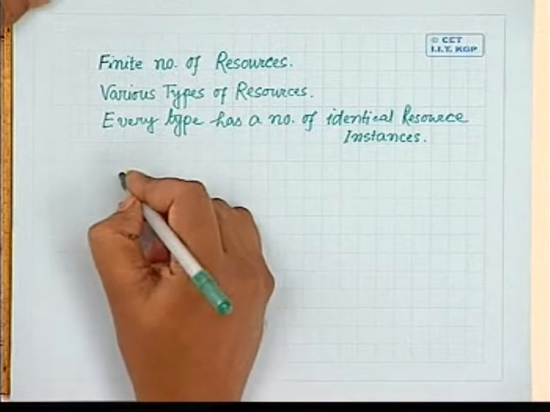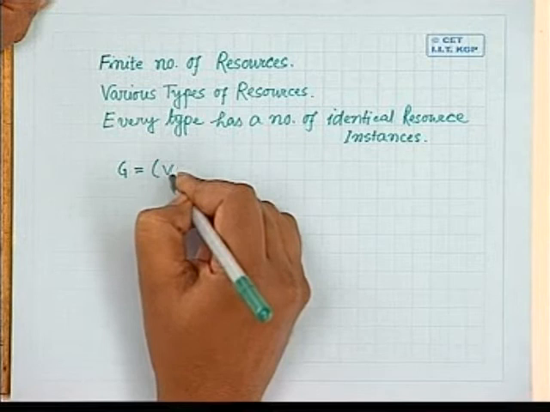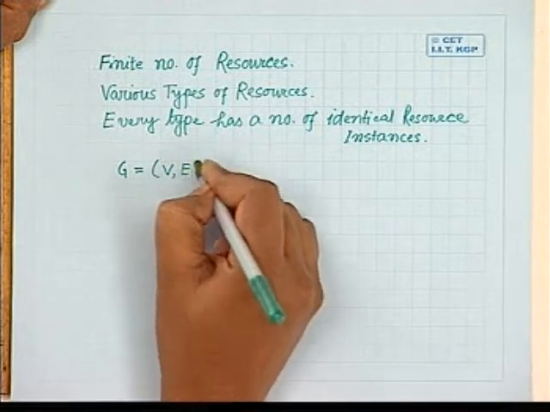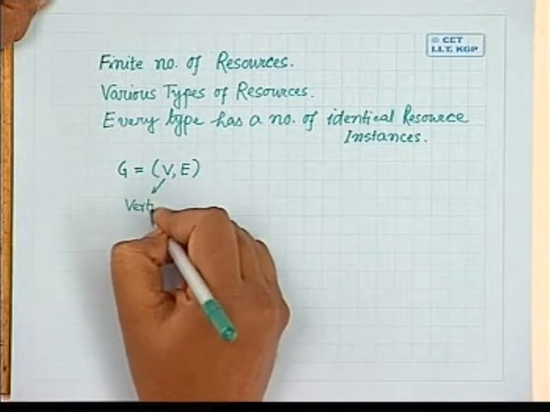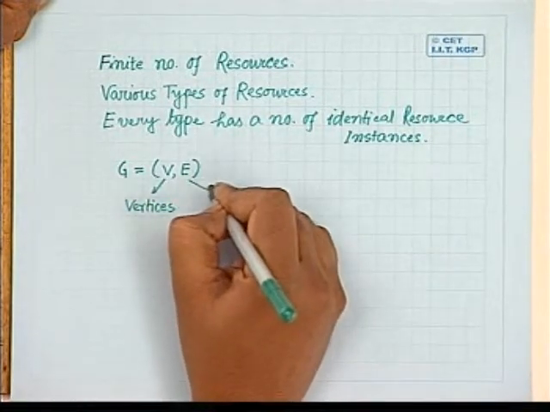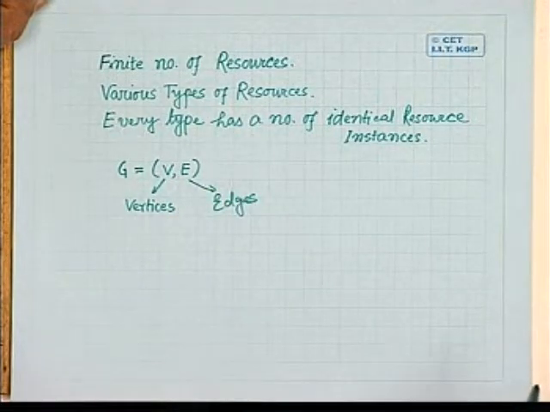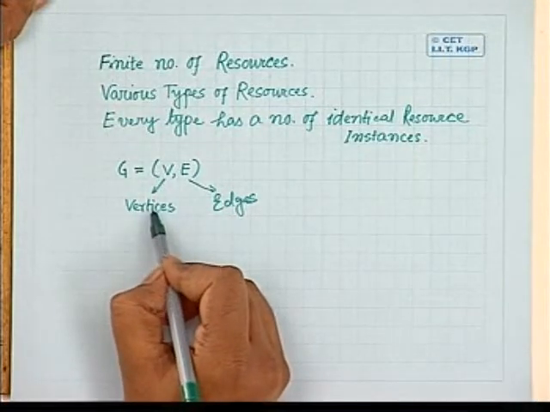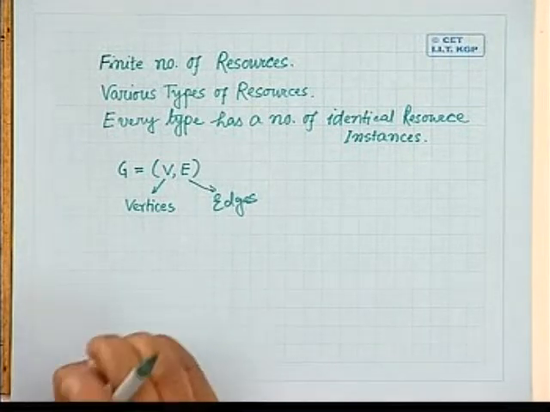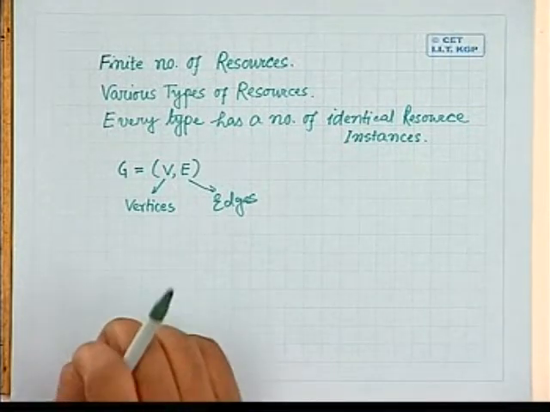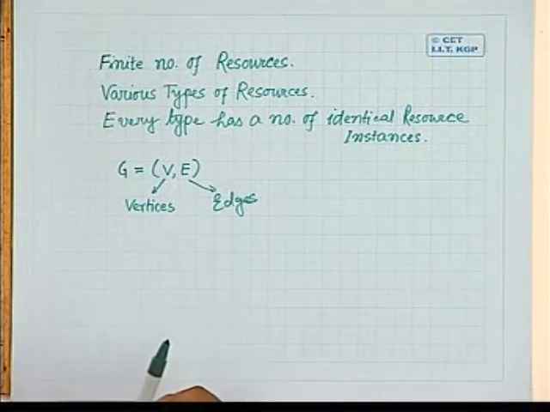As you all know, a graph is represented by a pair, the pair is V and E, where V is the set of vertices in the graph and E is the set of edges in the graph. Okay. Now the vertices in this case will be of two types. We'll have some vertices which represent the processes in the system, and we'll have some other vertices which will represent the resource types in the system.